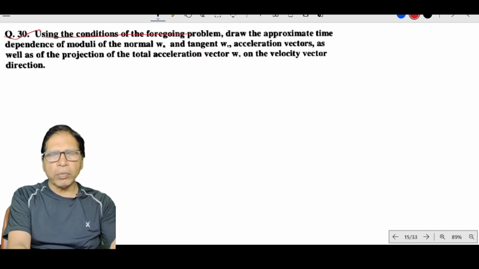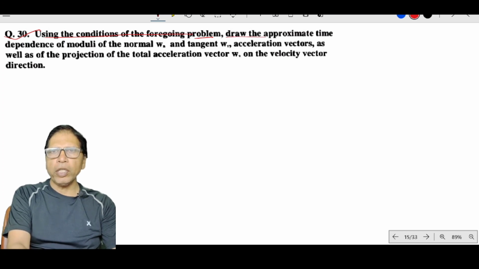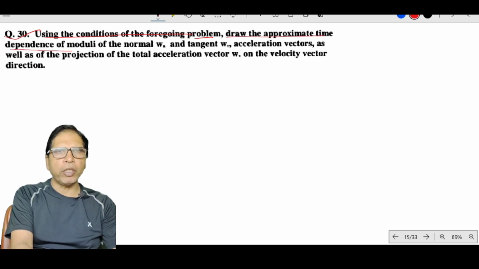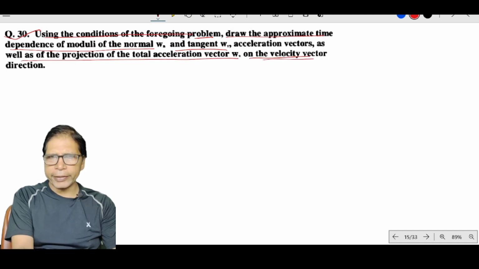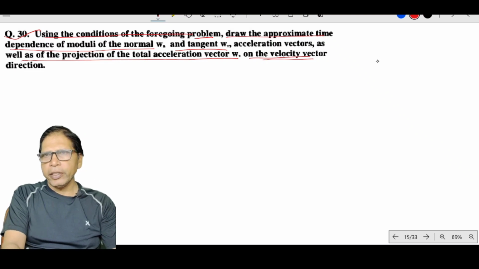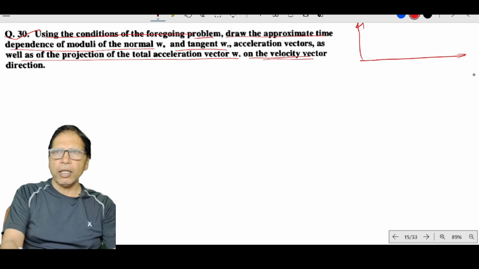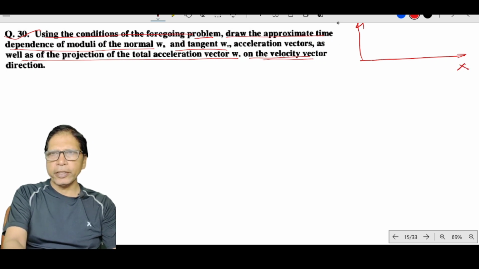Using the condition of the foregoing problem, draw the approximate time dependence of the moduli of the normal and tangential acceleration factor, as well as the projection of the total acceleration W on the velocity vector direction. Now look at this. This is the trajectory of the particle. This is the x-axis. This is the y-axis. V naught is the velocity of projection, and alpha is the angle of projection.